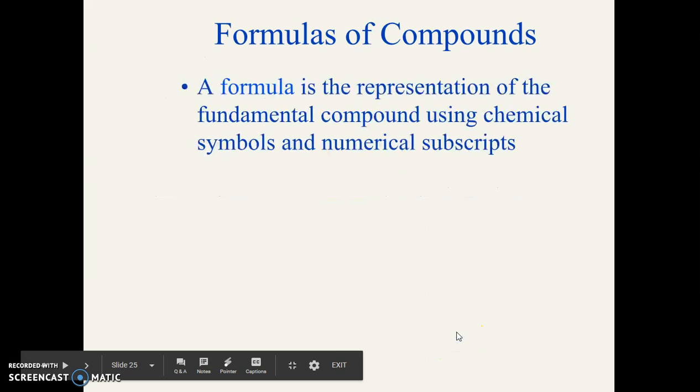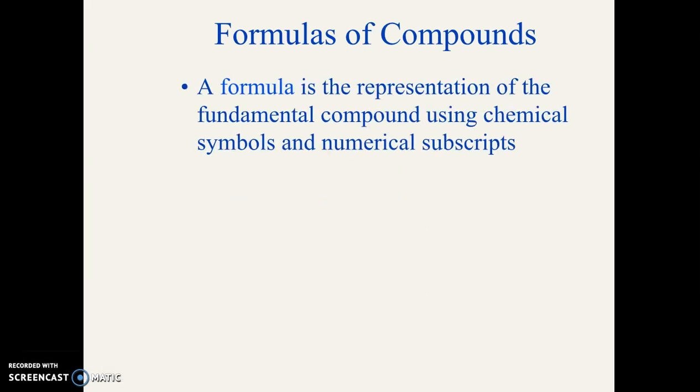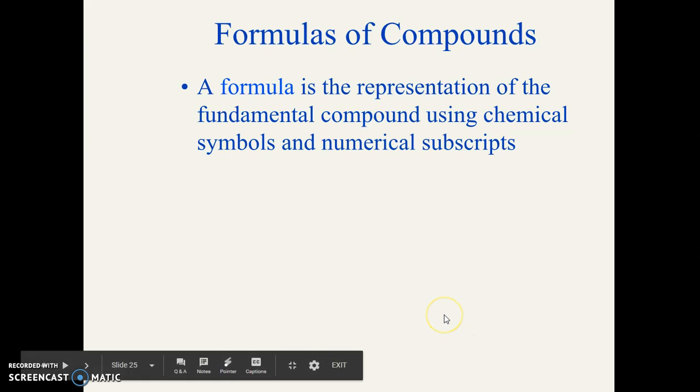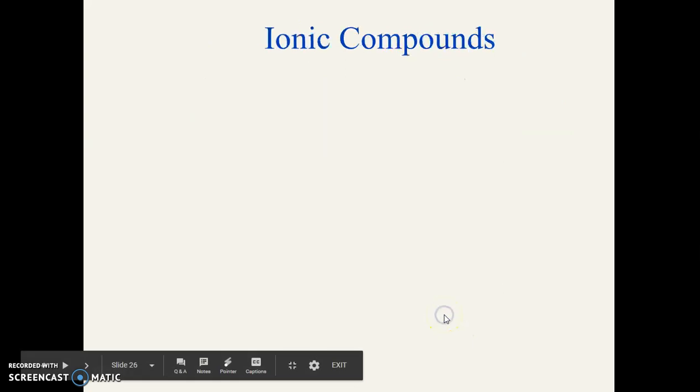And then we're also going to write formulas. So what is a formula? It's a representation of the fundamental compound using chemical symbols as well as numerical subscripts. So in the formula, it's like the shorthand. You're going to use the symbols for the elements, and then the subscripts tell you how many atoms of those elements you have. So writing names and writing formulas.